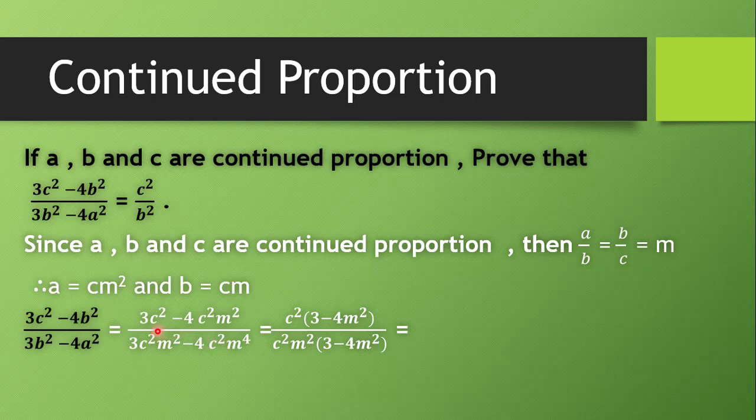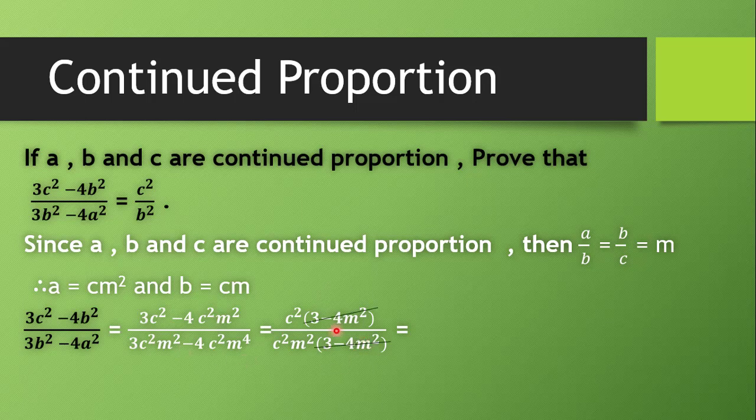Then I'll take a common factor. In the numerator, I have C power 2, so I divide both terms by C power 2 to get 3 minus 4M power 2. In the denominator, we have a common factor C power 2 M power 2. If I divide both terms by C power 2 M power 2, I'll get 3 minus 4M power 2. Okay, I can simplify.